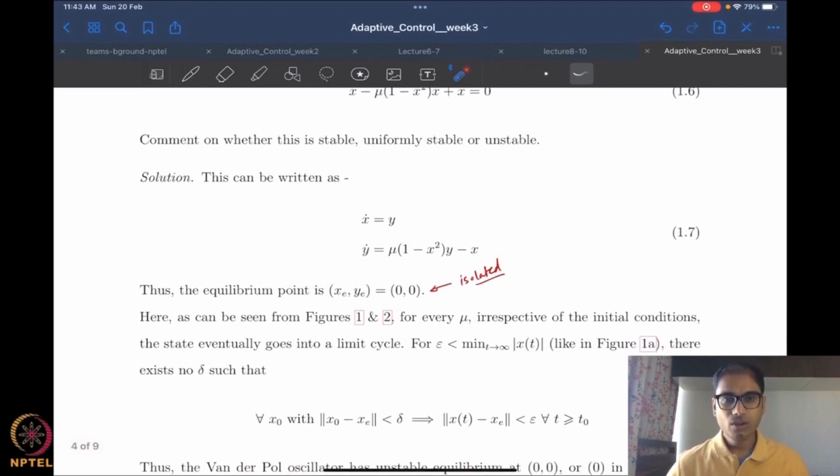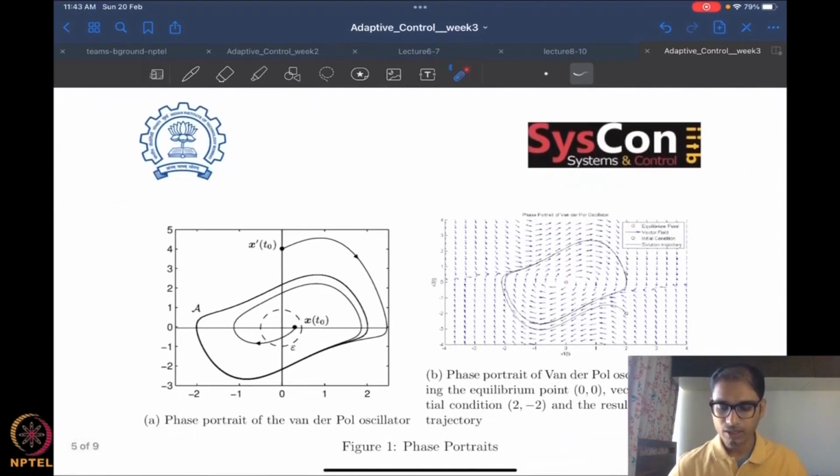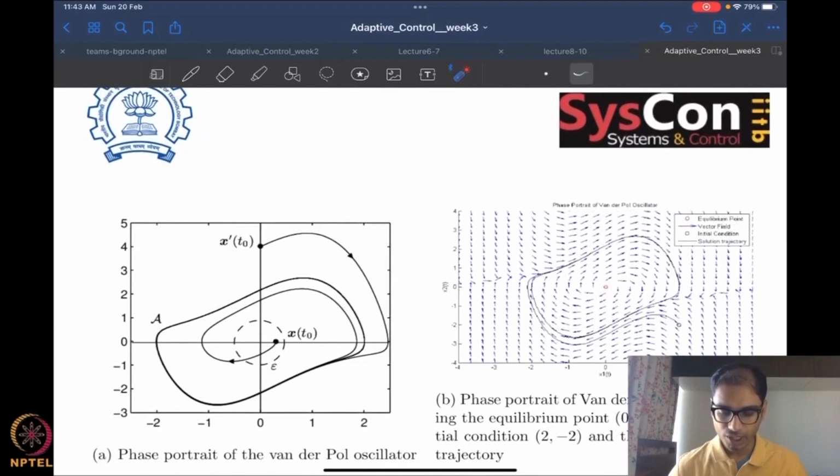Once we do that, if you remember, what I had suggested was that we just make phase plane plots. We are not going to try to solve this because it is rather difficult to write a closed form solution for this system. So we simply make a phase plane portrait of the system. This is what is shown in figures 1 and 2. Although it says for every mu, here it is plotted for a particular value of mu.